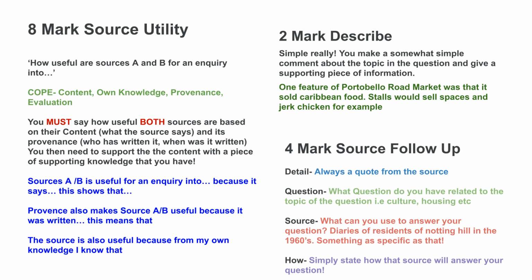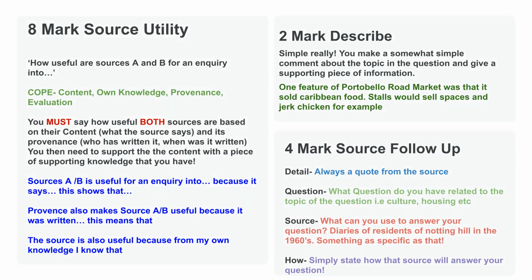This video covers key strategies for answering different question types related to migration for Edexcel History Paper 1. Section A is focused around Notting Hill, and there are 16 very achievable marks available here. You begin with two simple 2-mark describe questions, which will only require you to write 2 sentences for each. You can see an example answer for the question to describe a feature for the Portobello Road Market.